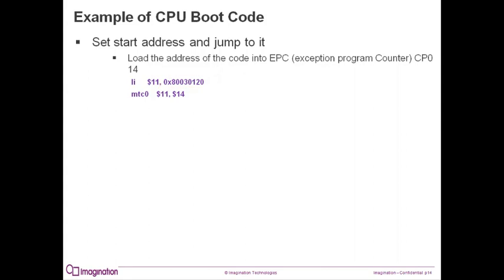The code executes an EHB instruction to clear any hazard barrier, and then the return from exception instruction to exit exception mode and jump to the address held in the error program counter. This is the end of the CPU initialization section.